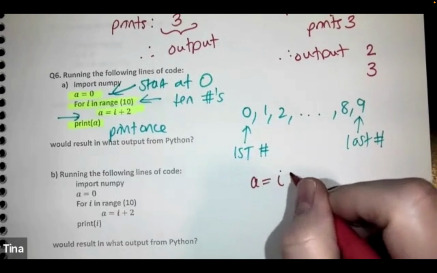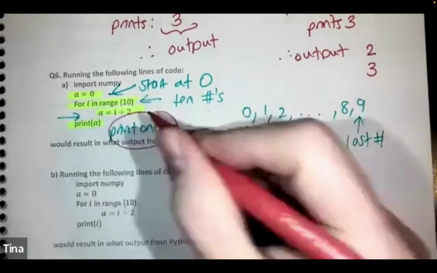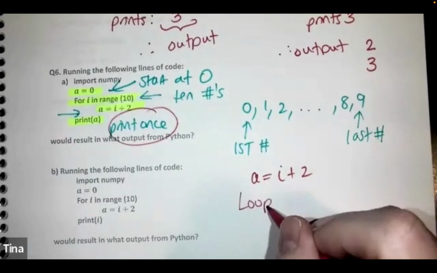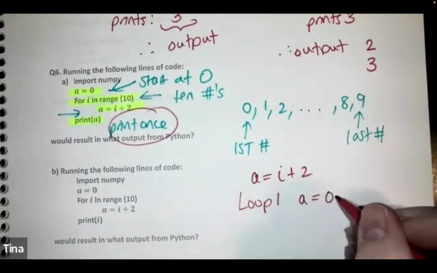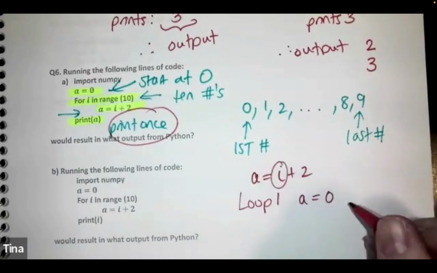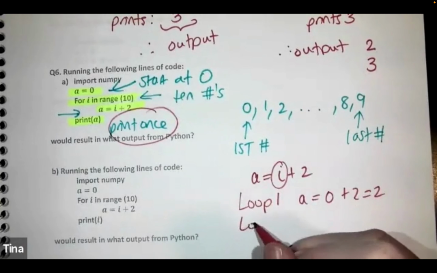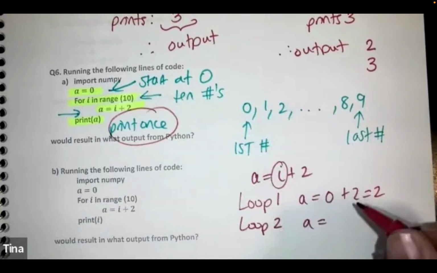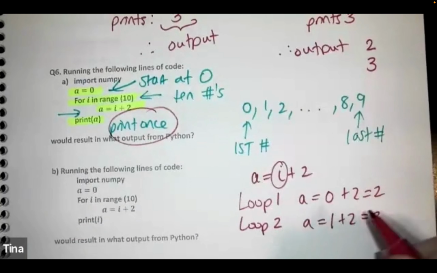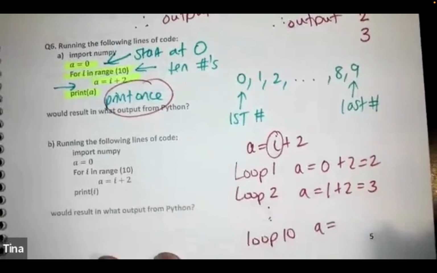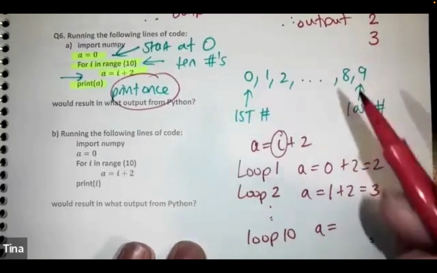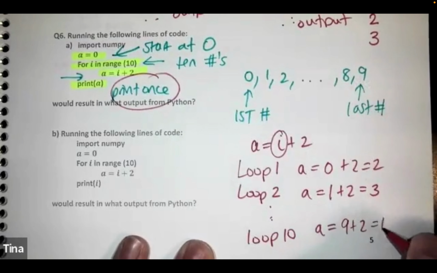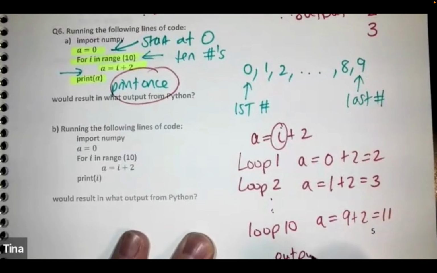So A is I plus 2, and we know it's printing once. So, loop 1 is number 0 in here plus 2. Loop 2 is 0, 1, 2. So the next number is 1 plus 2. All the way down to loop 10, which remember isn't 10. The last number is 9 because we start at 0. So that's 11. So your only output would just be 11 in Python.